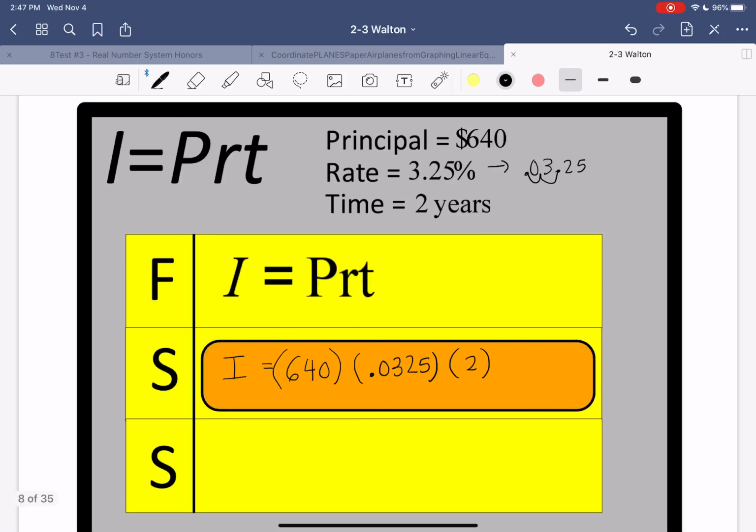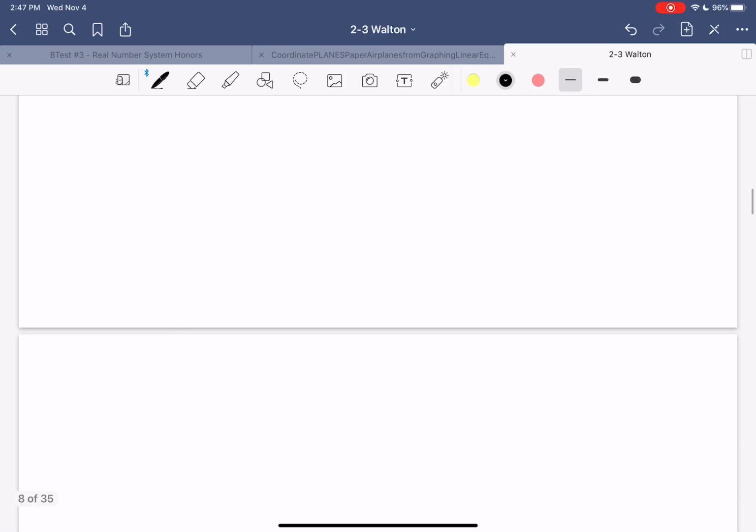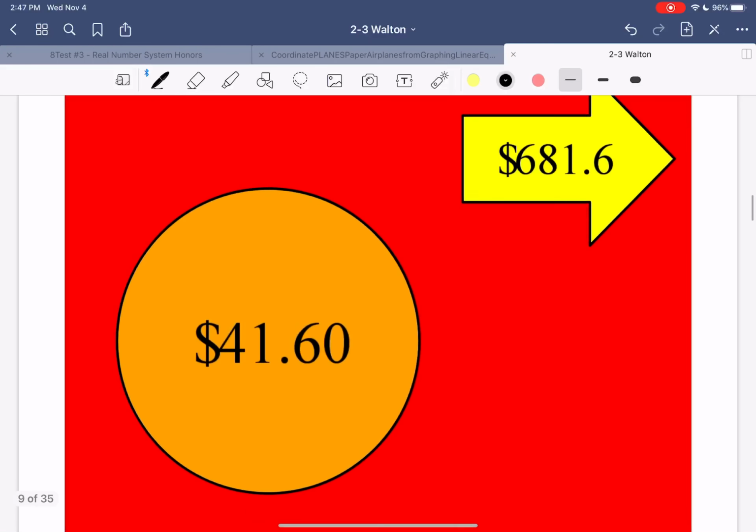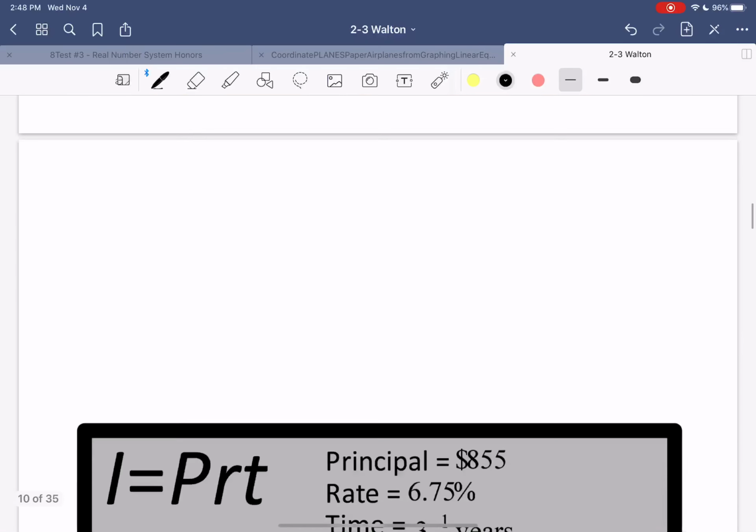All right, and then now that you've gotten your interest answer, what did you get for your total answer? So your total amount at the end. So hopefully you ended at these two numbers. So we have an interest of $41.60, and our total balance at the end is $681.60.